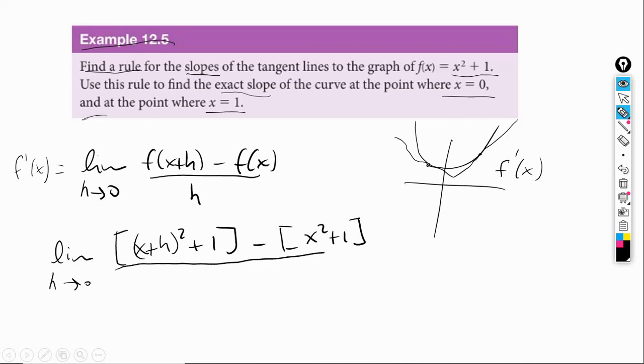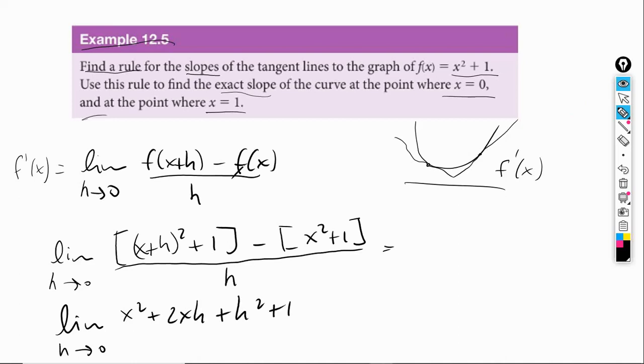And this over h. So now what you have to do is just manipulate this algebraically and get to a limit that won't become undefined, and therefore we're going to get the function, or a rule for all the slopes of the tangent lines to this graph. So notice that we can grab this expression and expand it. Let's do that. So limit as h approaches 0, and this would become x squared plus 2xh plus h squared plus 1, and that would be minus x squared minus 1, right? And all of this over h.